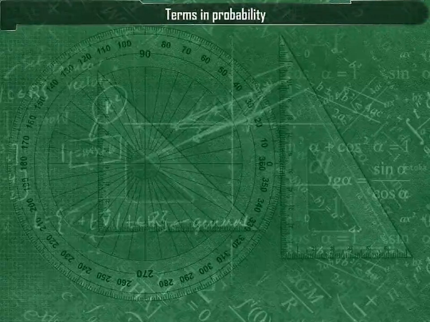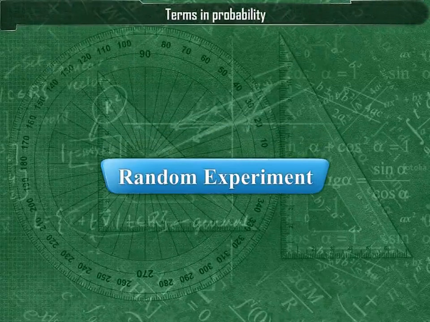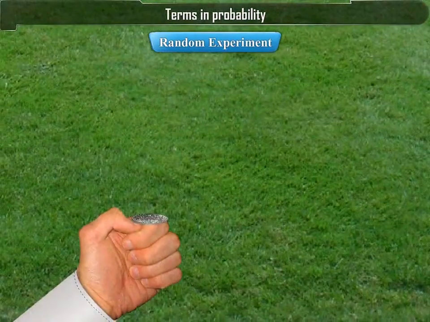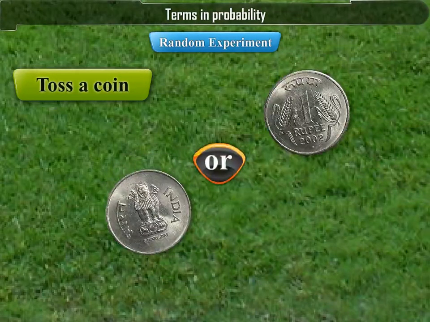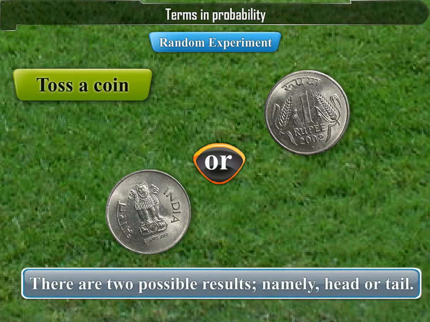Terms in probability. Random experiment. Toss a coin. Can you predict what will appear on the topmost face, head or tail? No, we can't say whether it is head or tail. This means there are two possible results, namely head or tail.